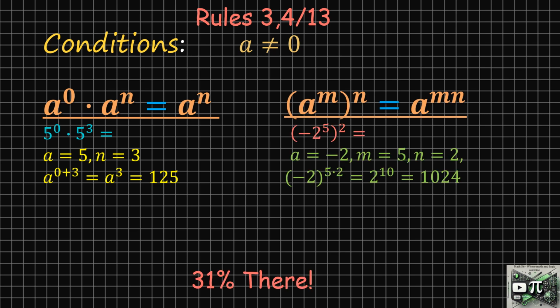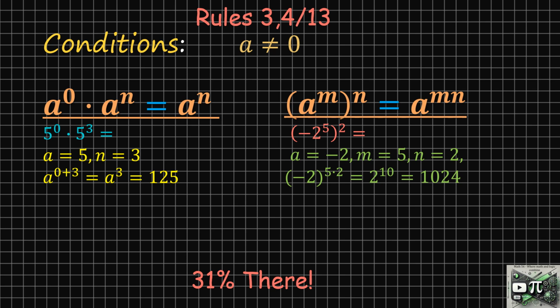Now a to the m, to the n, is equal to a to the m times n. In other words, if you have a power raised to another power, you can just multiply those two powers and raise it overall to the base. For example, if I take negative 2 to the 5 in brackets and that's raised to the 2, I get negative 2 to the 5 times 2, which is negative 2 to the 10, which is 1024.